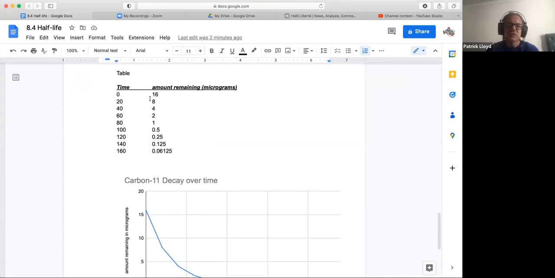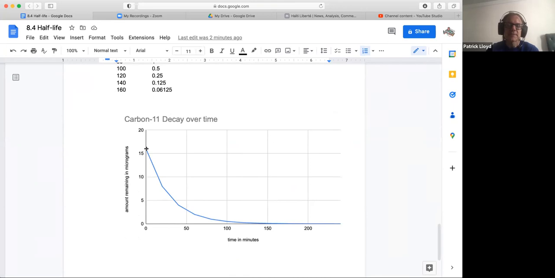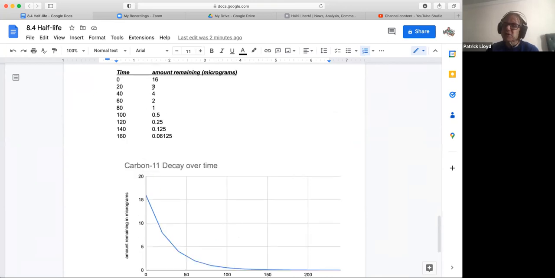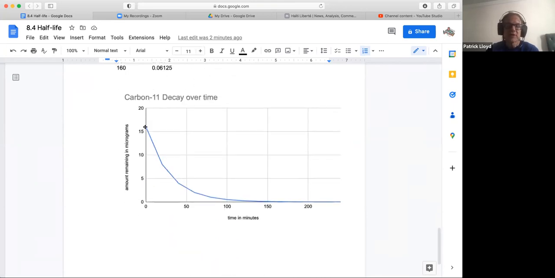At time equals 0, we should have 16 micrograms. At time equals 20 minutes, we should have 8 micrograms. So let's see what happens. 16 after 20 minutes, which is right about here, we have 8. After another 20 minutes, which is 40, we're down to 4. After another 20 minutes, which would be 60, we're down to 2. After another 20 minutes, which would be 80, we're down to 1. And then at 100, 0.5, 0.125, and so forth. So it's approaching 0, but it never really gets there.